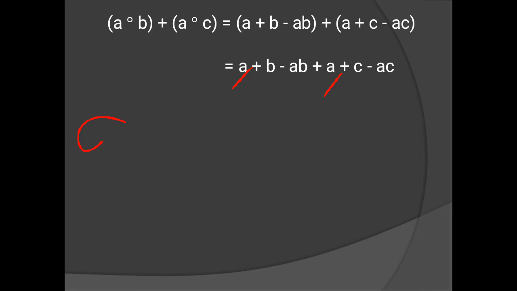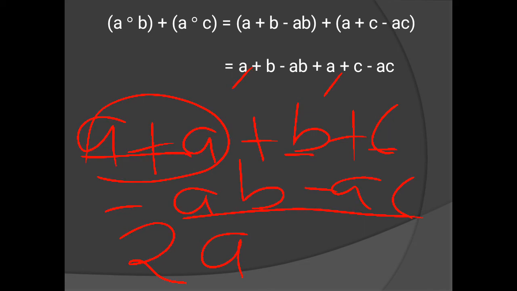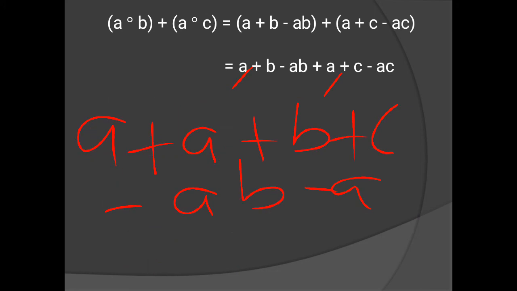So I have A plus B plus C. Then I have minus AB, then minus AC. Okay, A plus A will give me 2A. So I'm going to get 2A plus B plus C minus AB minus AC. Don't worry, it should be displayed just like I've said.